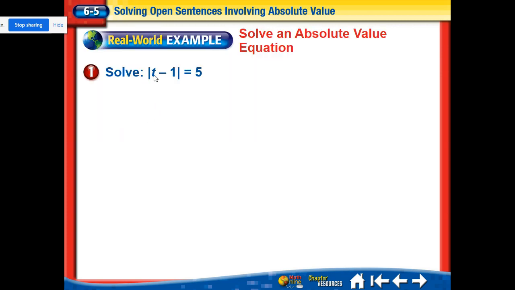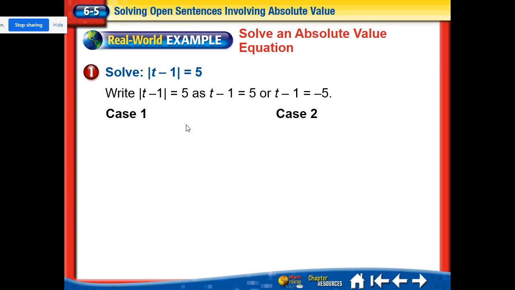We're going to solve the absolute value of t minus 1 equals 5. The way that we're going to do that is we're going to split it into two different cases. So let's deal with case 1. Case 1 is t minus 1. Notice I did not change this. It's still t minus 1, but it equals positive 5. Case 2 is t minus 1 equals negative 5.